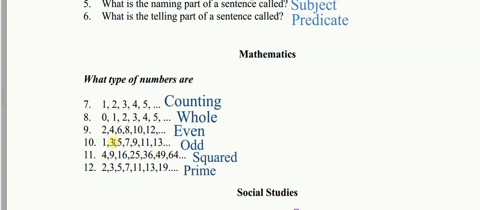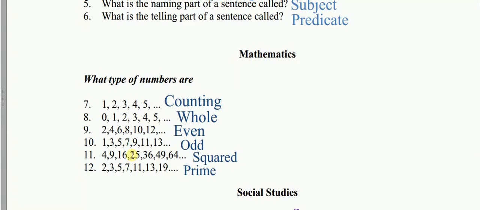What about 2, 4, 6, 8, 10, 12, and so on at number 9? Those are even numbers. That means that they are exactly divisible by 2. We divide them by 2 and we have no remainder. What about number 10? 1, 3, 5, 7, 9, 11, 13, and so on. Those are odd numbers. They are not exactly divisible by 2. So if we divide them by 2, we will get a remainder.